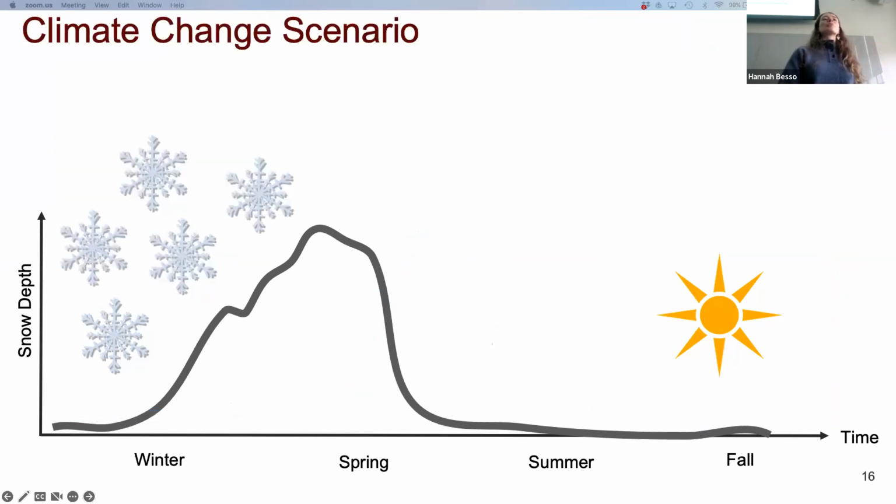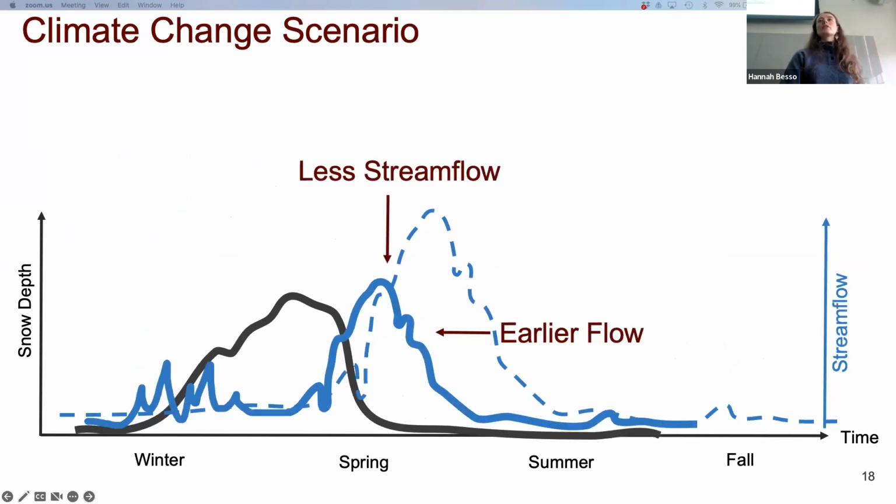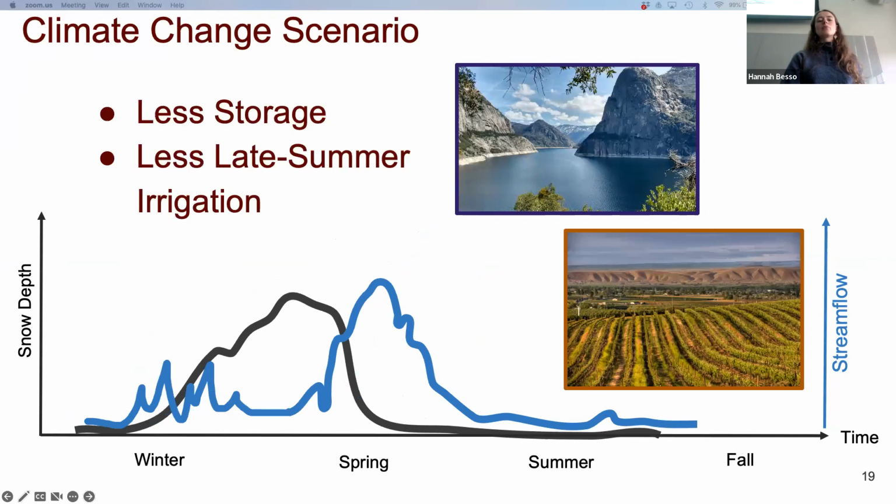Climate change is making snow depth more variable and is potentially decreasing the amount of stream flow we might get from snowmelt. So we predict that in the future, there will be less snow and that it will melt out earlier in the season, which leads to less stream flow and earlier stream flow, which means we will have less reservoir storage and less late summer irrigation.